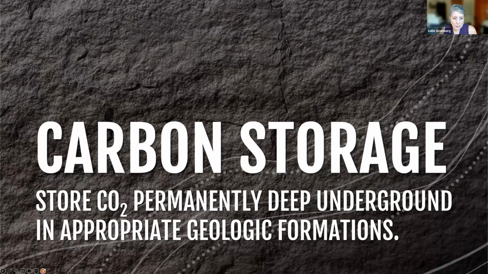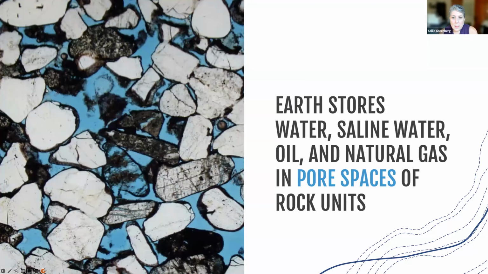So carbon storage is the physical, permanent, deep underground storage of carbon dioxide in geologic formations. And so what do I actually mean by that? So the Earth stores water, saline water or brine, which is super salty, maybe 6 or 7 times saltier than the ocean, oil and natural gas in pore spaces in rock units beneath the surface.